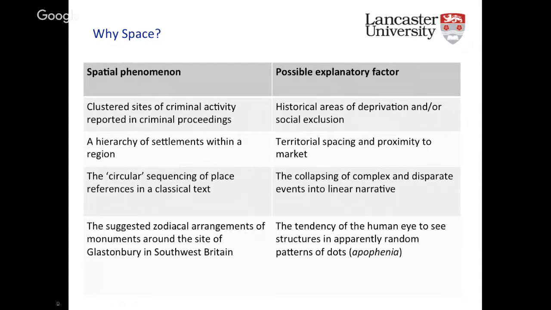So we might be interested in clustered sites of criminal activities that are reported, for example, in the Old Bailey proceedings online, or a hierarchy of settlements within a region, or the way in which place references within a classical text have a sort of circular sequence where the author will talk about something, then move on to another space, and then move back again. Or we might be talking about the apparent zodiacal arrangements of monuments in the southwest of Britain. And of course, there could be a variety of possible explanations that lead to that. These are just possible ones, but the one I'd really like to bring your attention to is the last one here, known as apophenia, which is the tendency for human beings to see patterns in spatial data, and that's a really important aspect of the way our brains work.